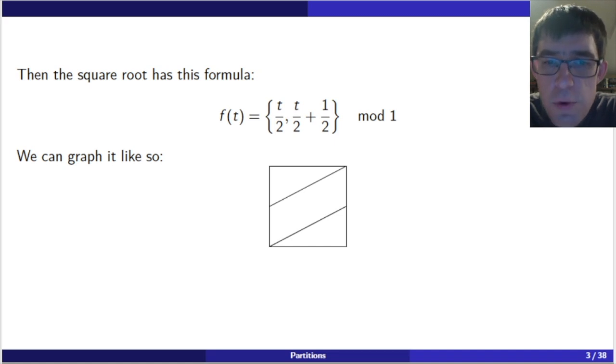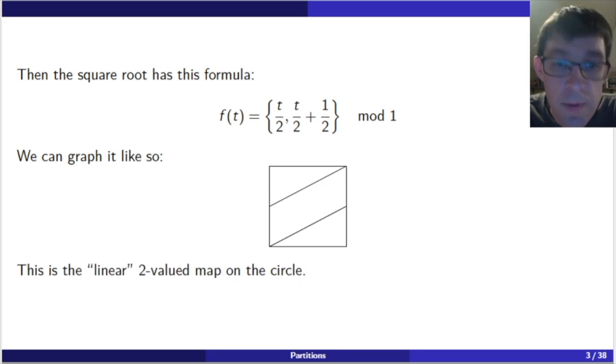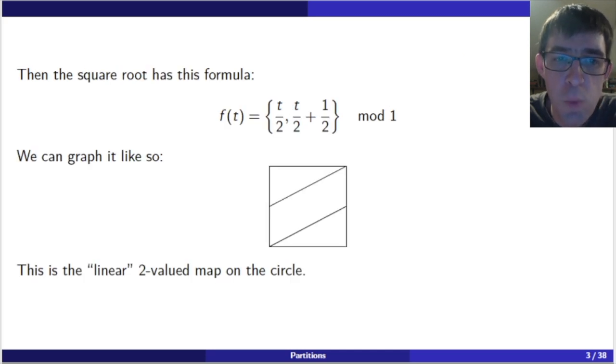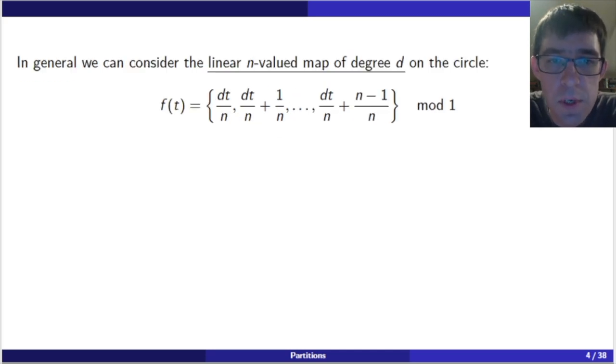This function has two y values for every x value. So this is a two-valued map. This special one is called, for obvious reasons, the linear two-valued map on the circle. All right. And in general, we can consider a linear map of some other degree on the circle. So this one here would be a linear map of degree 1 with two values. In general, you could consider the linear n-valued map of degree d by a formula like this. It looks like straight lines with slope d over n that are offset in order to fill out that square in the way that you just saw.